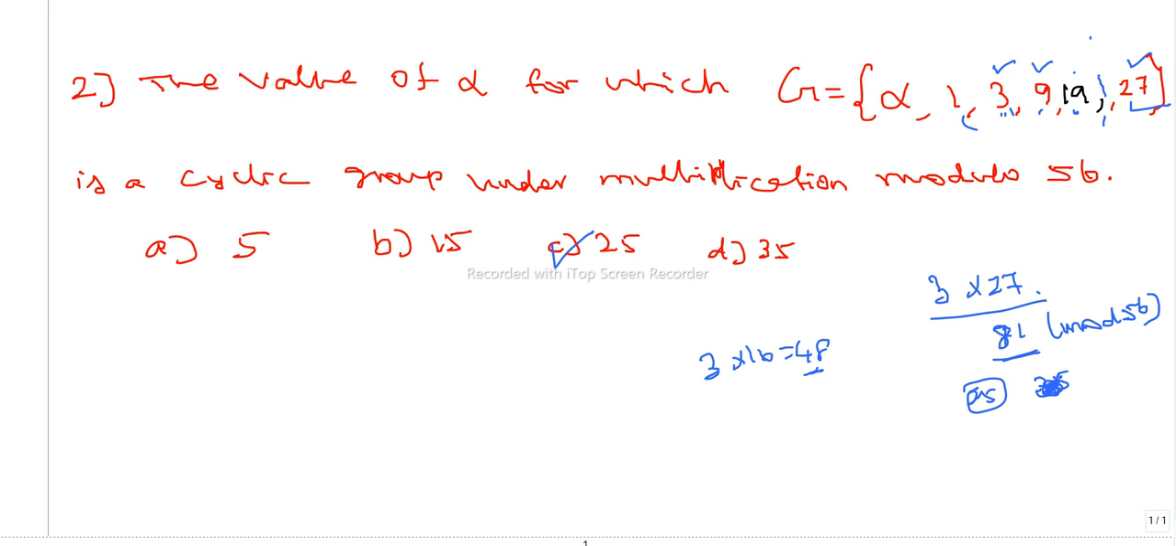Now if you take the product 3 into 19, what is 19 into 3? 57. If you take modulo 56, you will get 1, so that is there. Therefore if you multiply 3 into 27, you will get 81. If you take modulo 56, you will get 25, but 25 is missing, therefore alpha should be 25. Yeah, any doubt?